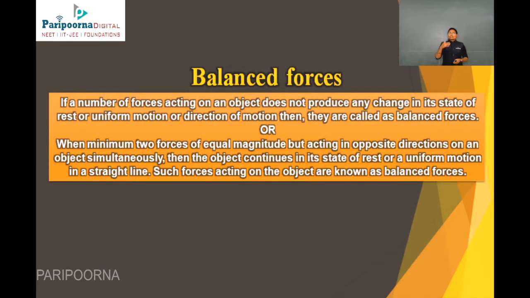Now we are going to see what balanced forces are. If a number of forces acting on an object do not produce any change in its state of rest or of uniform motion, or the direction of the motion, then they are called balanced forces. They will not produce any changes. When a minimum of two forces of equal magnitude act in opposite directions on an object simultaneously, the object continues in its state of rest, or if it is moving, it continues to move with uniform motion in a straight line. Such forces acting on the object are known as balanced forces.